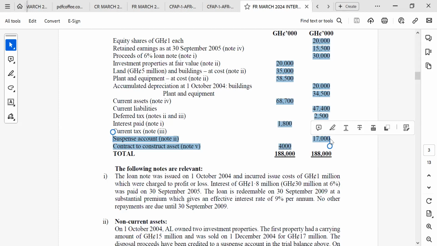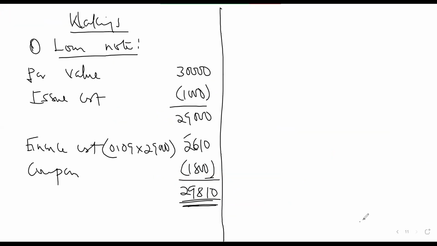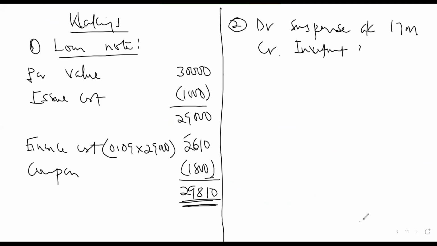We now debit the suspense accounts. So workings 2, we now debit the suspense accounts with the 17 million, isn't it? Then what do we do? Credit what? The investment property with 15 million. Then we credit what? Profit or loss, with 2 million. So that will be 2 million.